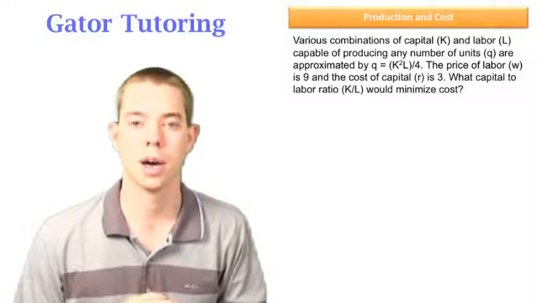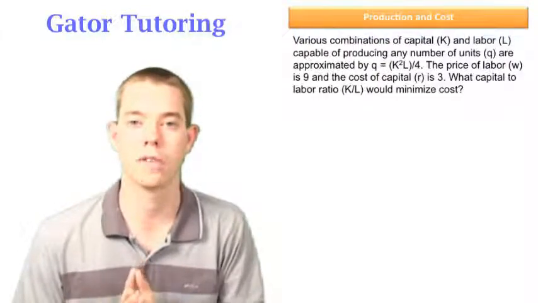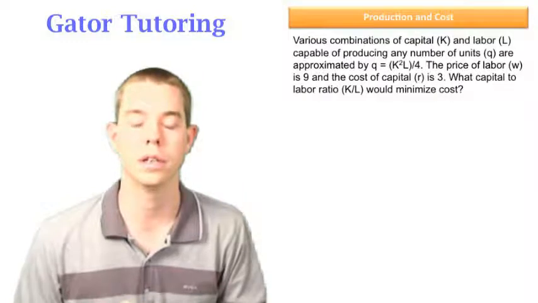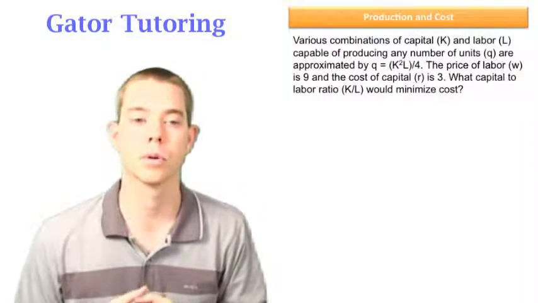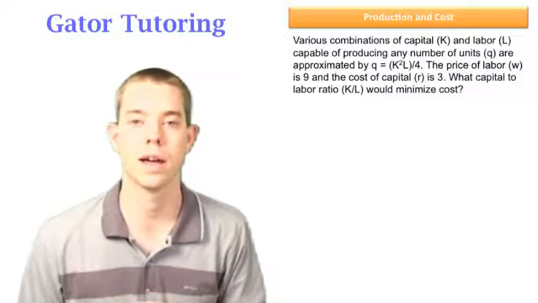The next question says, various combinations of capital and labor capable of producing any number of units are approximated by the function Q equals K squared times L, all divided by 4. It says the price of labor, W, is 9, and the cost of capital, R, is 3, and then it asks what capital to labor ratio would minimize cost. So it's asking us for K divided by L.